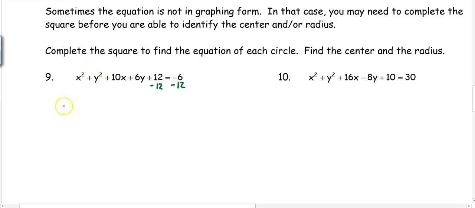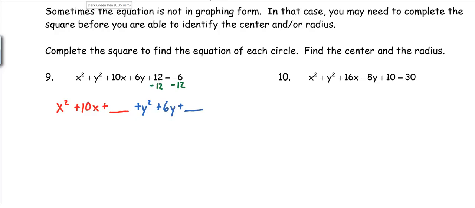So for my x's, I have x squared plus 10x, plus I need to leave a blank for completing the square, plus y squared plus 6y, plus a blank for completing the square, equals, and then I have -6 minus 12, which is -18, and I need to add a blank for each part of completing the square.